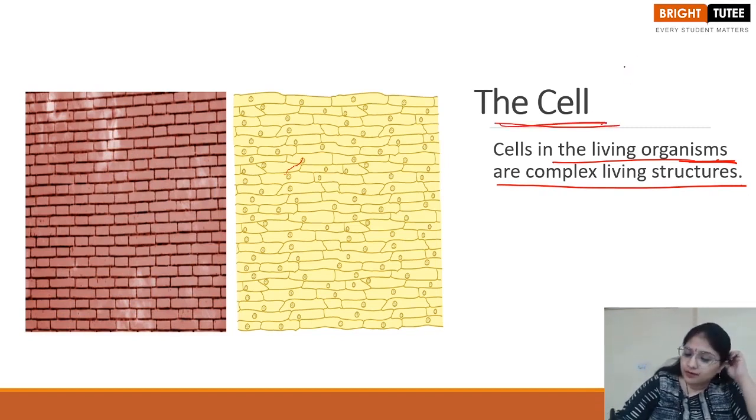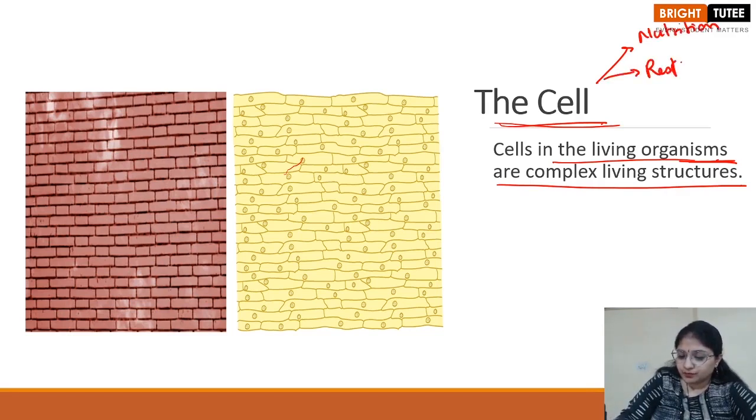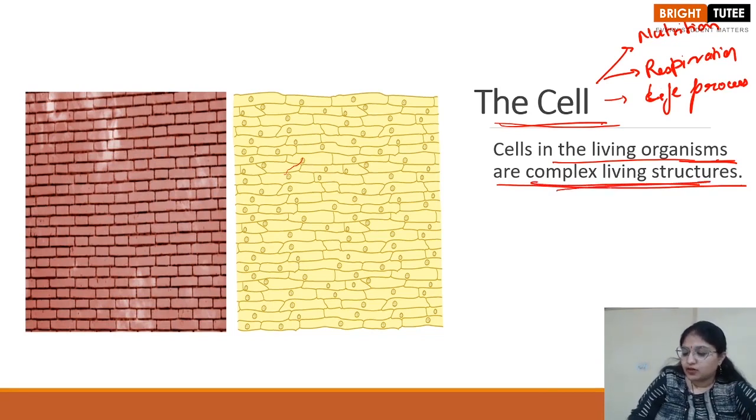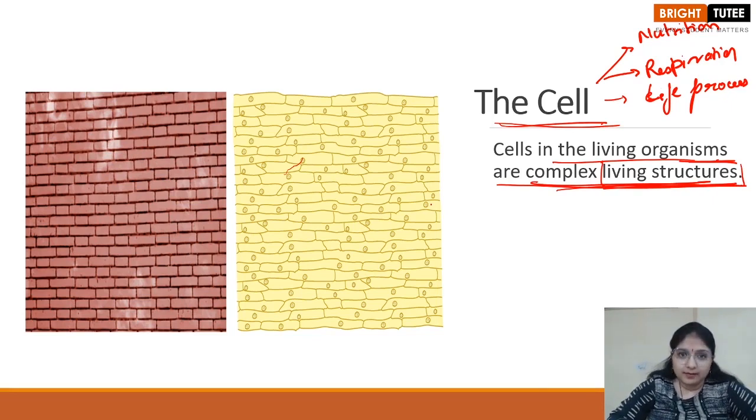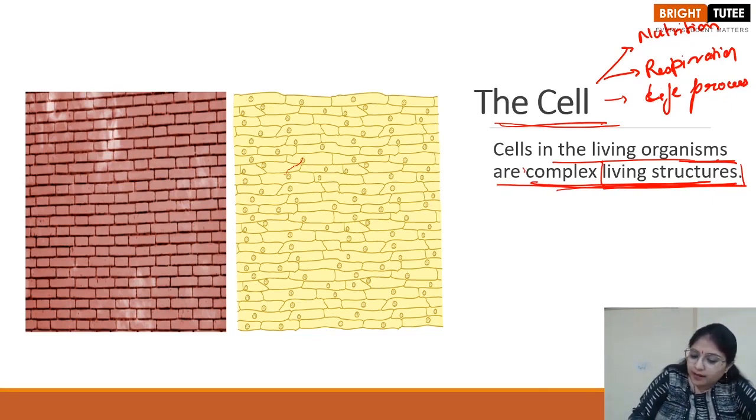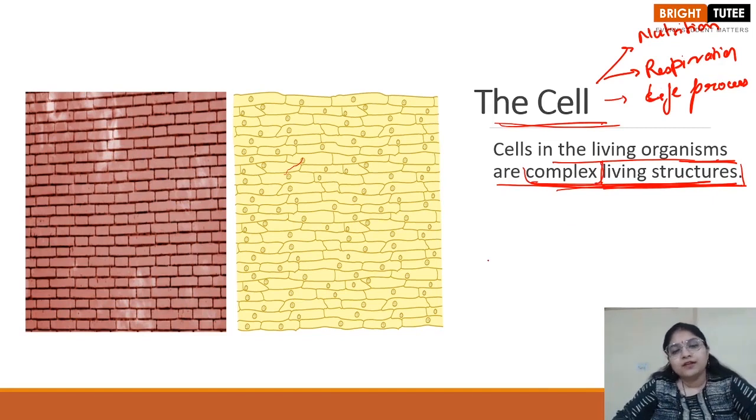So we also observe similar kinds of processes, that is nutrition. We also see respiration, right? We also see different other life processes that are performed by the cell. That is why we call it the complex living structure, right? Because these show all the characteristics of a living organism, right? Then why do we call it complex? Because, as we'll study further in this chapter, it is made up of different parts which perform distinct functions, right?